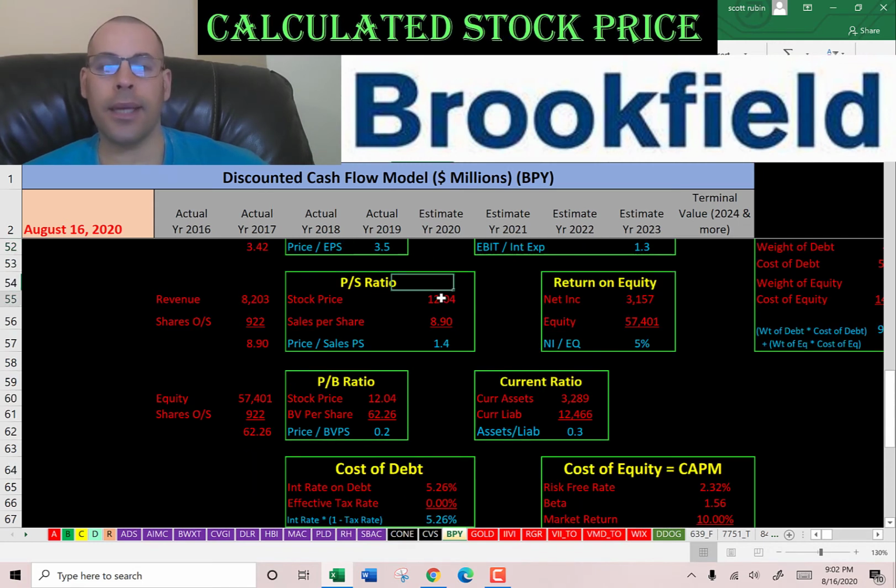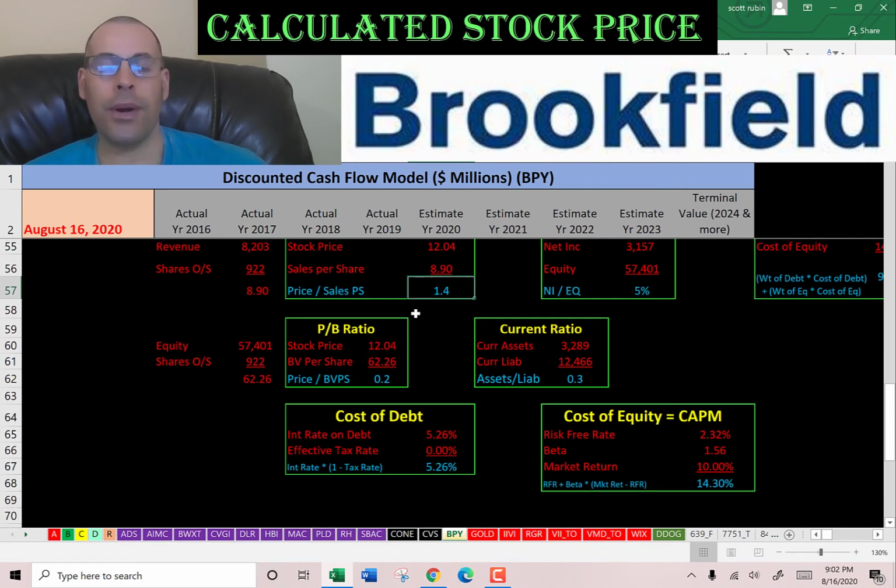Price to sales is stock price over sales per share. To calculate sales per share, that's revenue over shares outstanding. I like to see below 2.5. They're at 1.4. So investors are willing to pay $1.40 for $1 of sales. Price to book is stock price over book value per share. To calculate book value per share, that's equity over shares outstanding. And this is an amazing ratio. They technically have no equity, but I had to come up with a number, so I'm not sure how accurate this is.